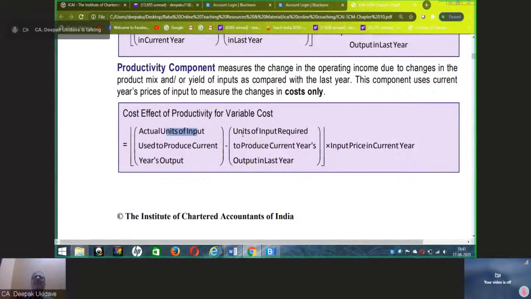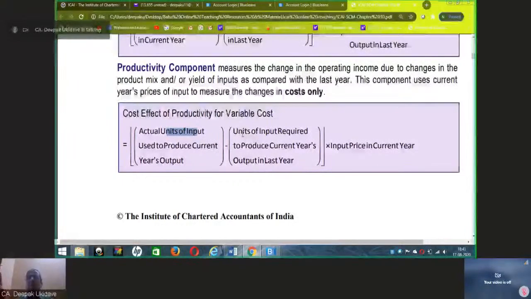So we measure what is the standard quantity of raw material required for actual output minus actual quantity of raw material consumed, right, will give you that variance or that variation. So inside the bracket it is units of input. Outside the bracket it has to be input price. All of you understand finance, CA students, so be logical in your approach. You have to be absolutely logical and like to like. So inside the bracket it is units of input.